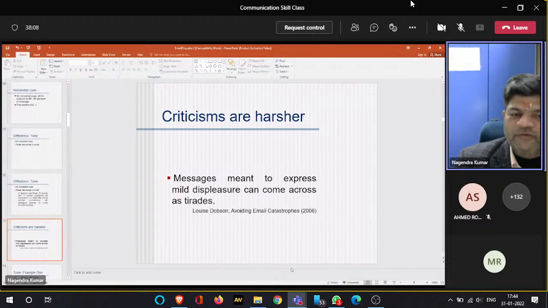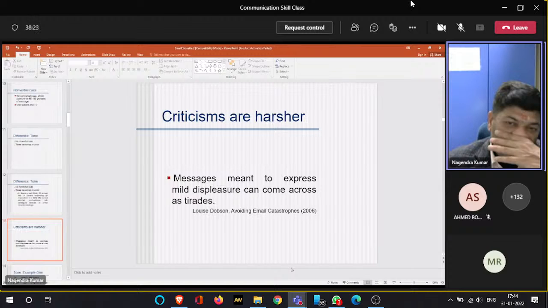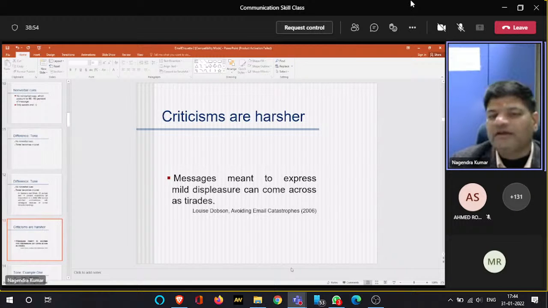Now, messages meant to express mild displeasure can come across as tirades. Sometimes, you don't intend to hurt somebody, but such is the insensitive use of language that it hurts somebody beyond expectation. So let me give you one example. In our institute, whenever some student fails to submit the required document or fee within the stipulated time, they immediately send a message: your name has been struck off the rolls.